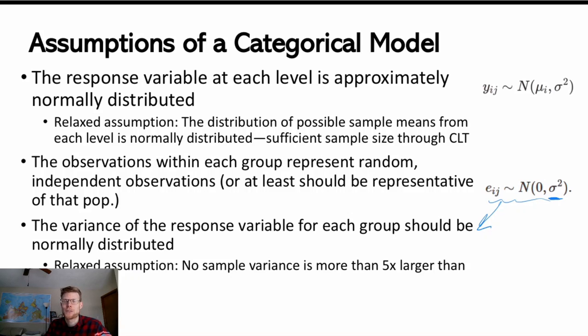If that's the case, then you might have to look into a different method besides a one-way ANOVA for comparing these groups if you have wildly different variances among your groups. But in general, we're assuming normally distributed errors within each group, and we're assuming a relatively constant variance.